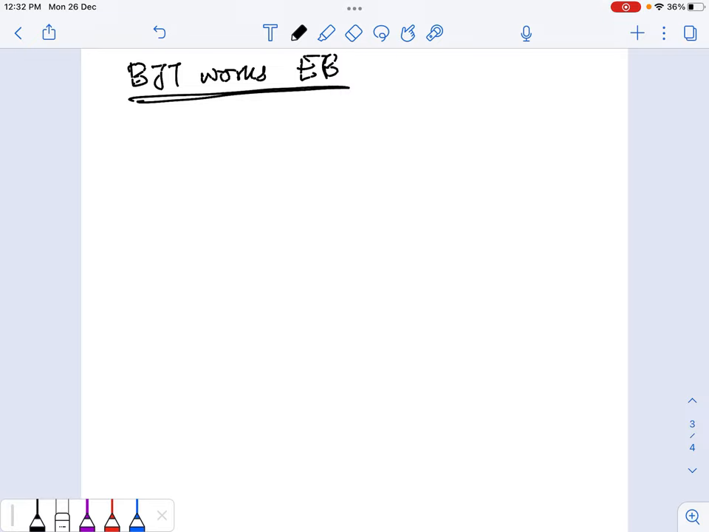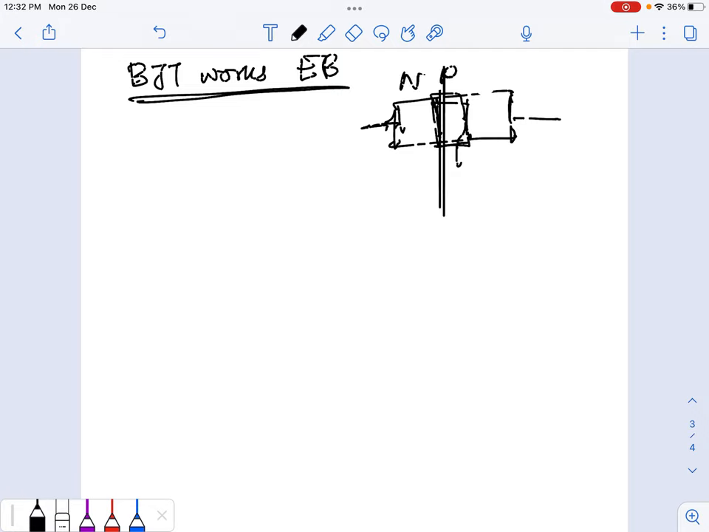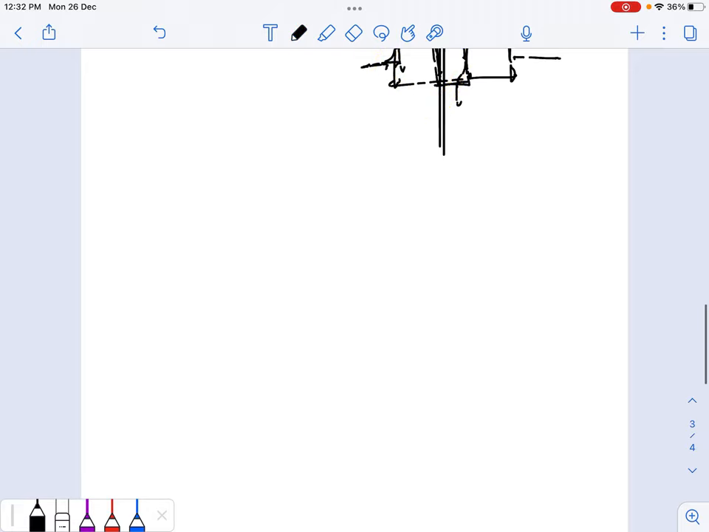This BJT is just a PN junction back to back. So you have NPN, like this, right? We have one diode over here, another diode over here. So let's draw the NP first.